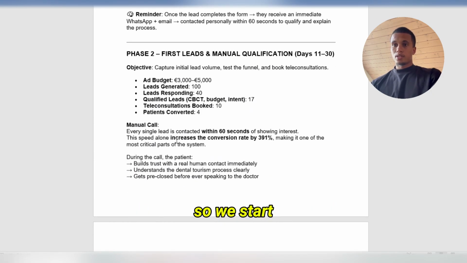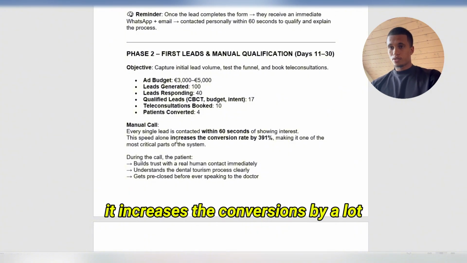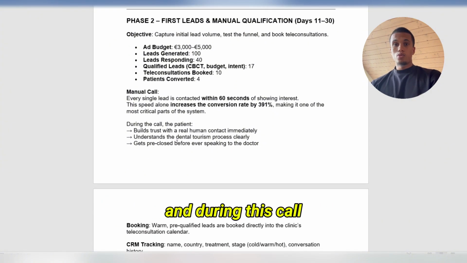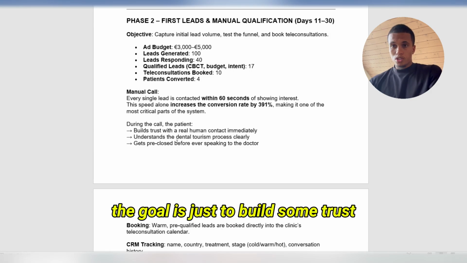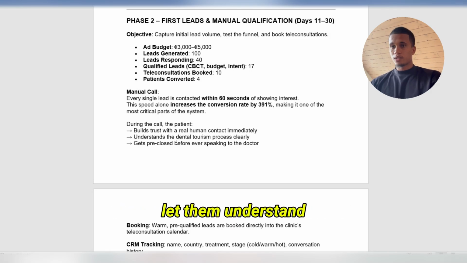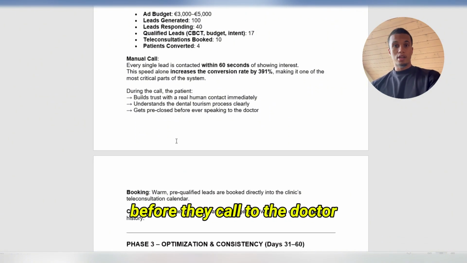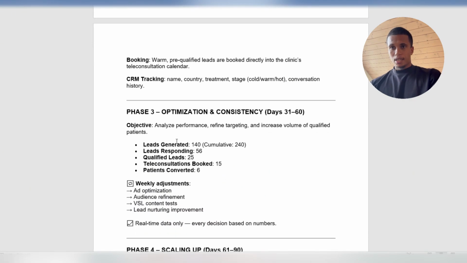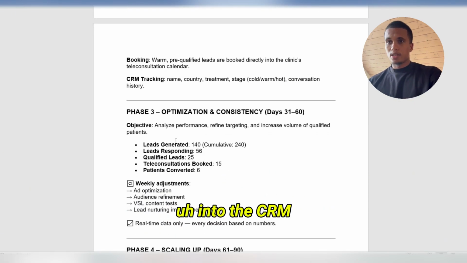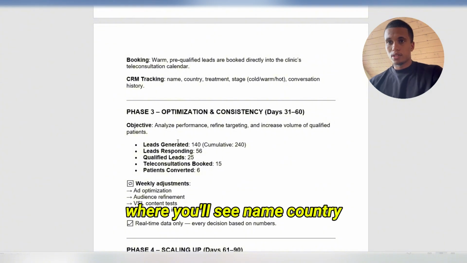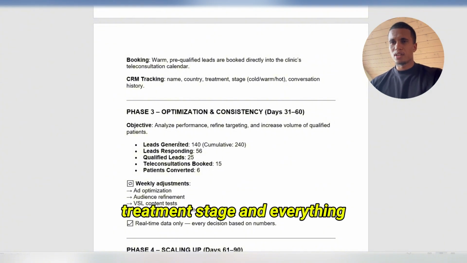So we start calling these leads within the first 60 seconds. It increases the conversions by a lot. And during this call, the goal is just to build some trust, let them understand what dental tourism actually is, the process, and pre-close them before they talk to the doctor. All the information is tracked in the CRM, where you'll see name, country, treatment stage, everything.